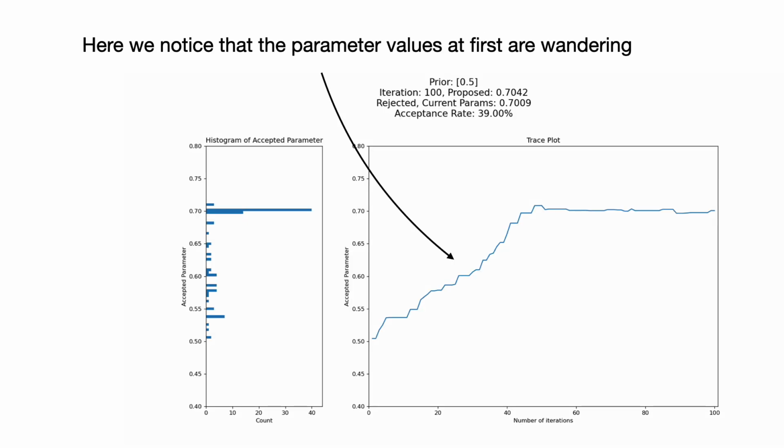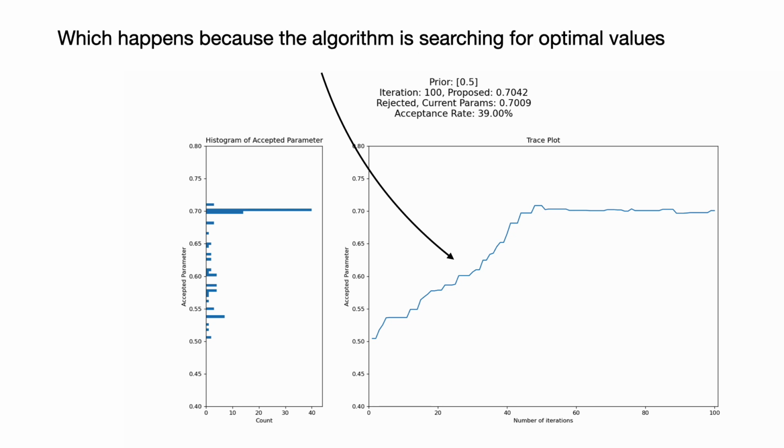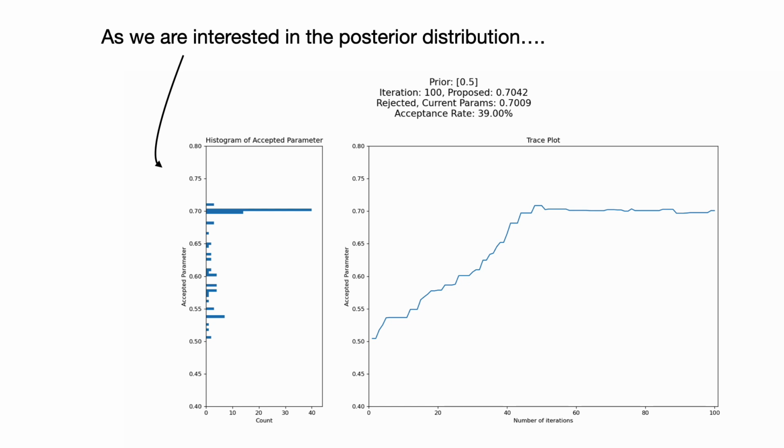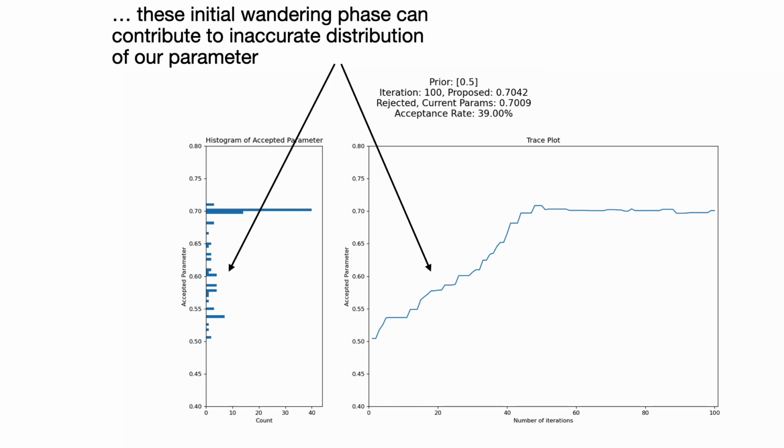Here we notice that the parameter values at first are wandering, which happens because the algorithm is searching for the optimal values. They begin to stabilize after a while, hovering around the optimal value. We are interested in the posterior distribution. This initial wandering phase, meanwhile, can contribute to an inaccurate distribution of our parameter.